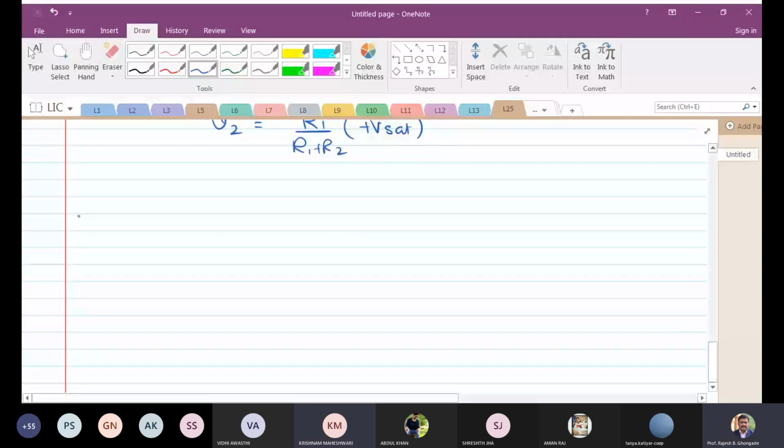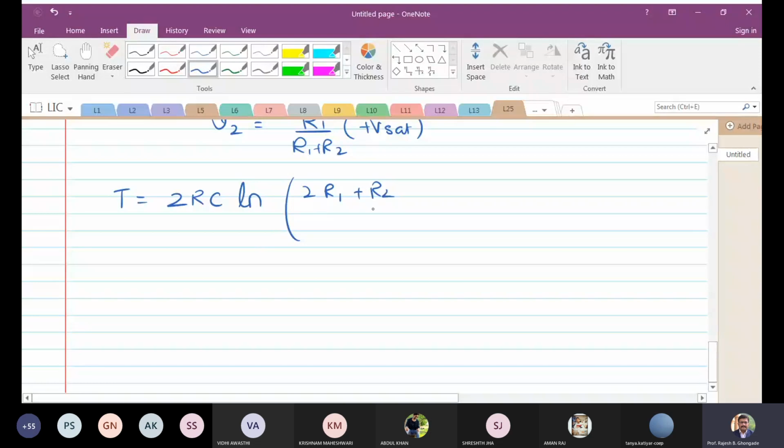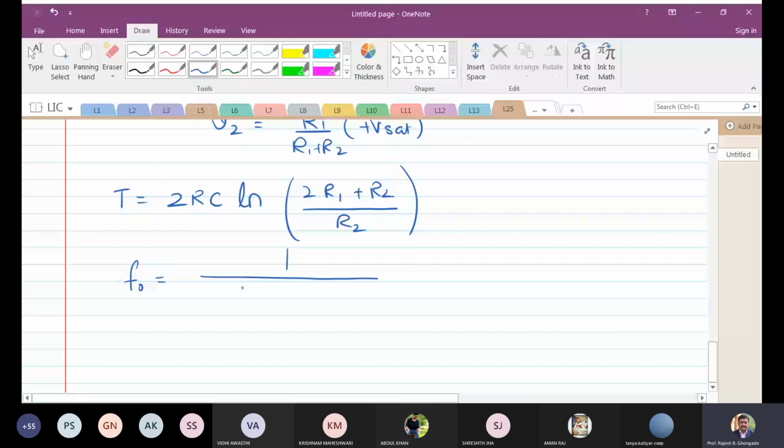Yes, sir. Now the period of this waveform is given as 2 times RC natural log of (2 R1 plus R2) divided by R2. This is the time period, and obviously the oscillation frequency is given as 1 by T, that is 1 divided by 2 RC ln of (2 R1 plus R2) divided by R2.